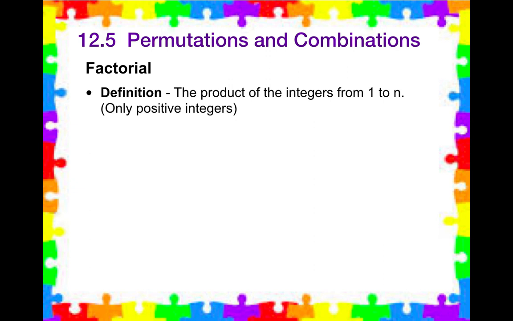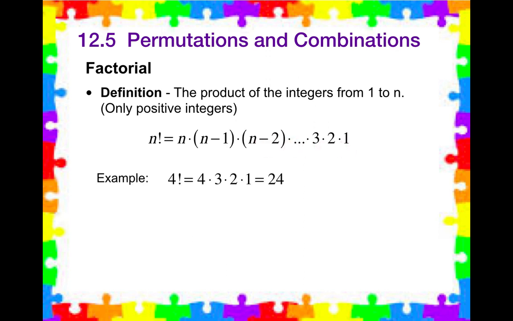Let's talk about a number that's very important. It's this thing called a factorial. It's the product of the integers from 1 to n, and this is only positive integers. It's the product of all those. So in this particular case, I say n factorial, and we use the exclamation mark to show factorial. It's going to be whatever the number is times 1 less than that, all the way down until we get to 1.